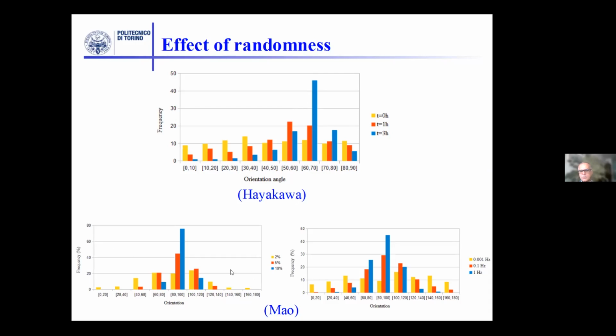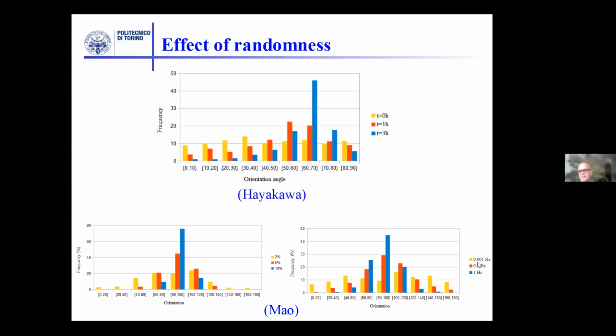These two graphs on the bottom instead focus on the equilibrium distribution that you get after some time, changing the amplitude. At 2%, your distribution has a broad variance. And if you increase the amplitude, then your distribution is very peaked, around 90 degrees. This is the case in which the cells orient perpendicularly to the stretching direction.